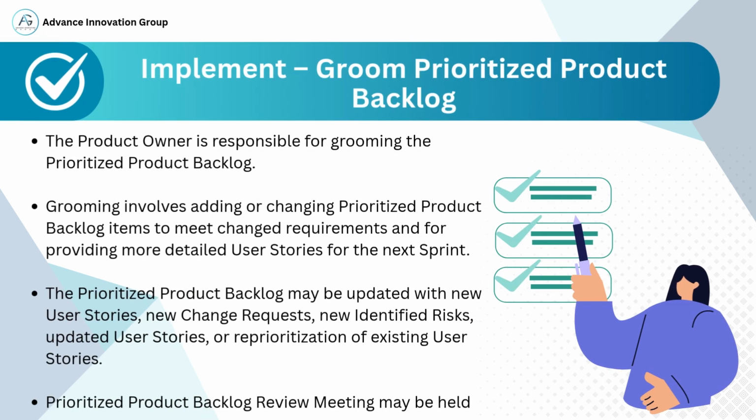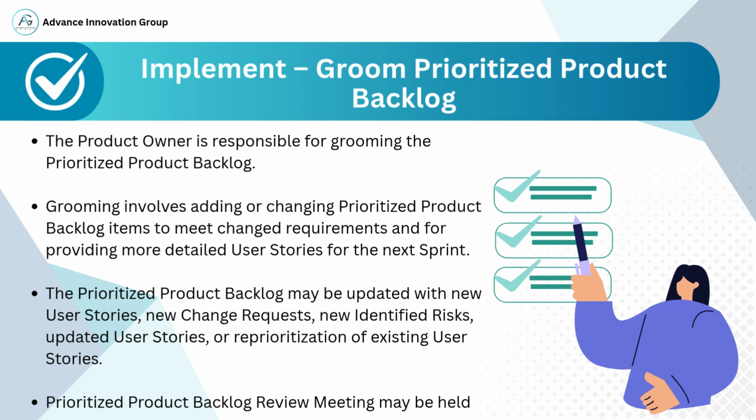In the implement phase of the Scrum framework, a critical activity is to groom the prioritized product backlog, and this responsibility lies primarily with the product owner. Grooming refers to continuously refining and updating the backlog to ensure it reflects the most current project requirements and priorities.